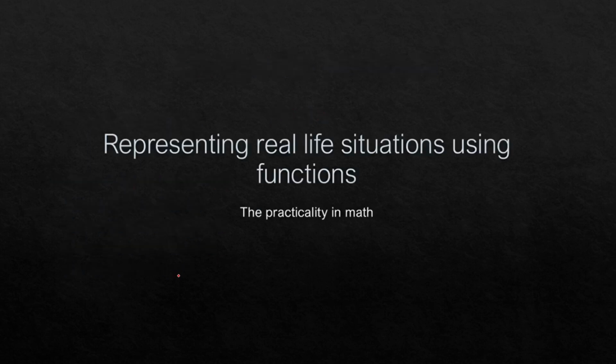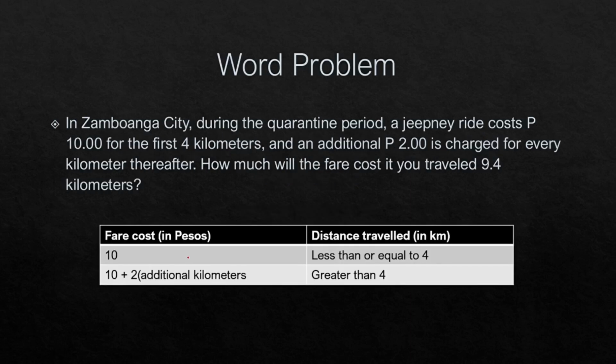Okay. Representing real-life situations using functions. The practicality in math. So, may problem tayo dito. In Zamboanga City, during the quarantine period, a jeepney ride cost 10 pesos for the first 4 kilometers and an additional 2 pesos is charged for every kilometer thereafter. How much will the fare cost if you traveled 9.4 kilometers?